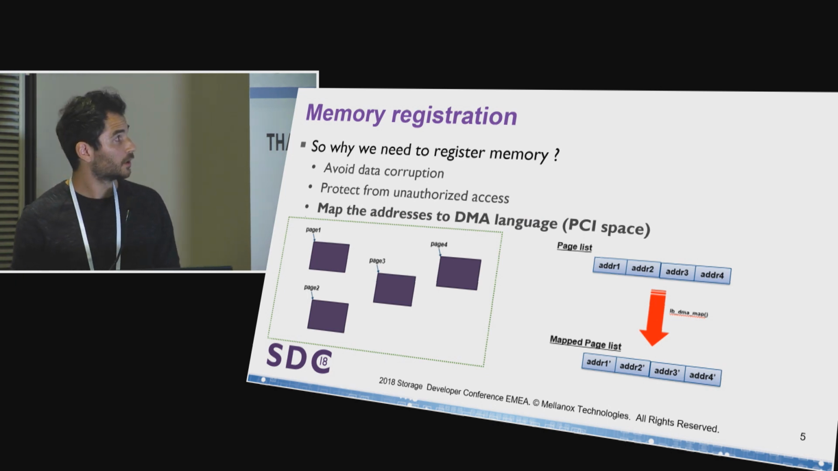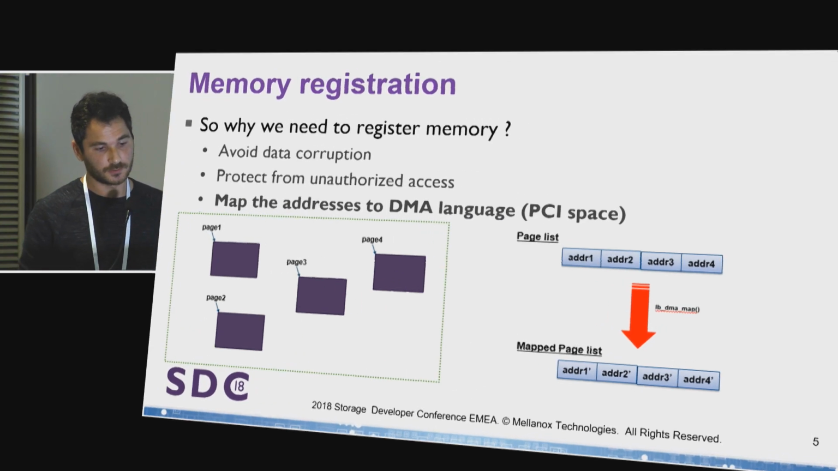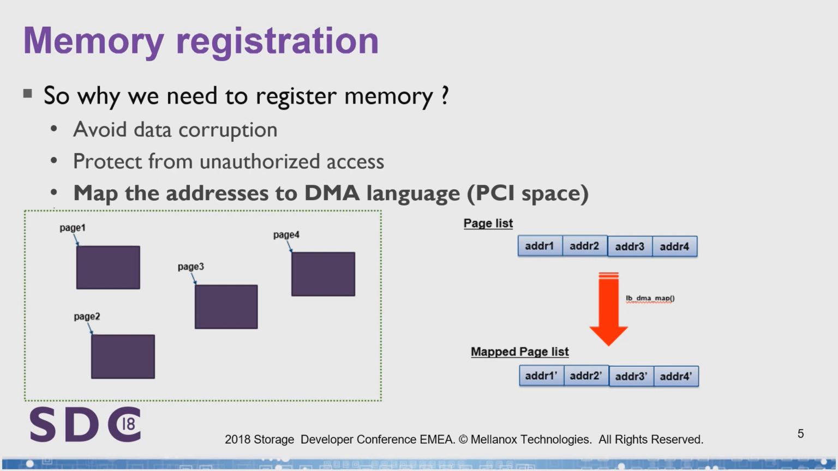So memory registration: why do we need it? I summarized the main reasons. The first reason is to avoid data corruption. For example, one of the steps of memory registration is to pin the pages to the RAM in order to avoid data corruption. The second reason is to protect from unwanted access to this memory. And the most important reason is to map the addresses that we get to the language that the hardware can talk, and this is the DMA language. So we get a list of pages and we need to DMA map it to addresses that the hardware can access.